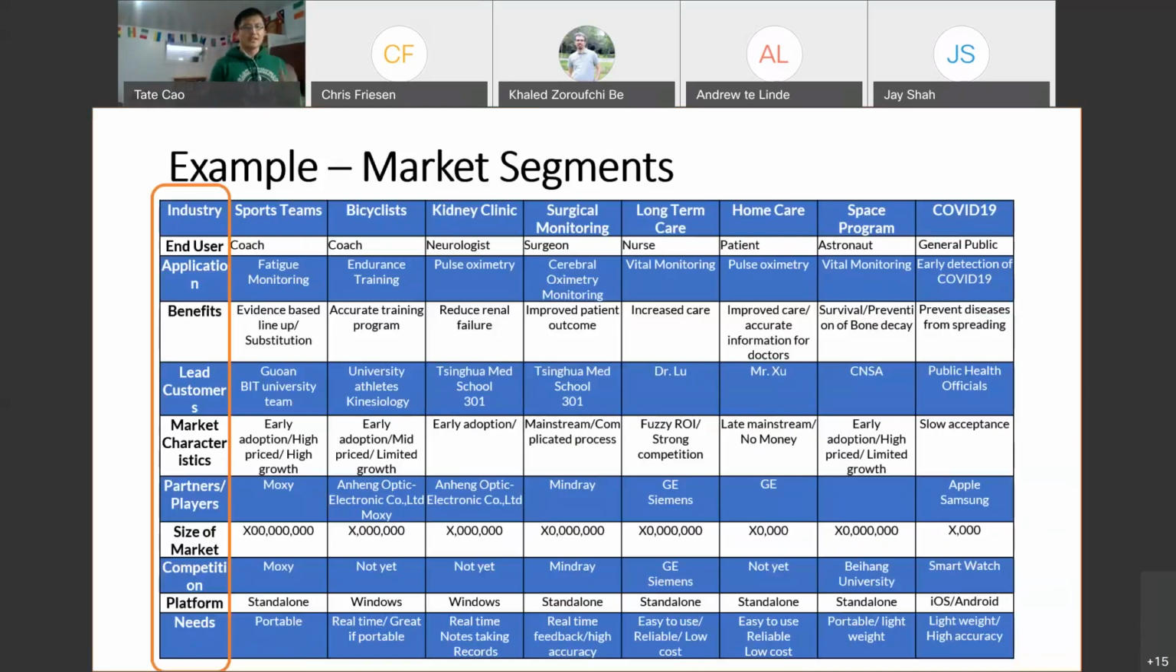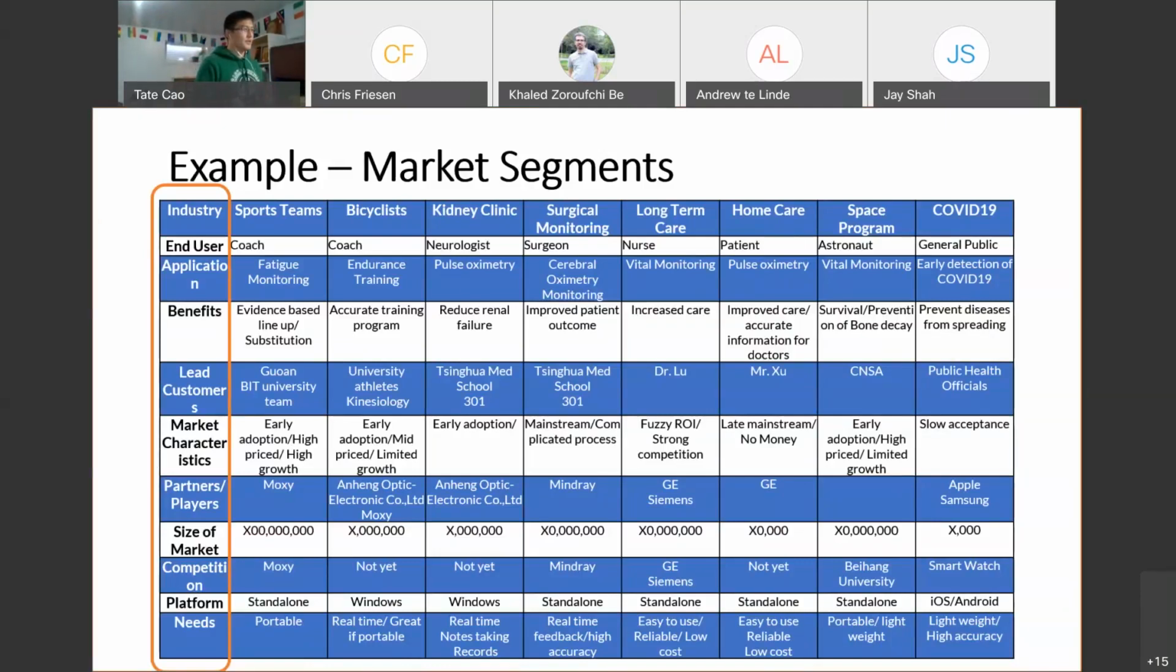Who are some of the lead customers? If they purchase and use your products, they can guarantee some good word of mouth, which gives you a good reputation. You don't want to only engage with small players. You want someone with some influence in the industry. If they adopt your product, everyone else will follow. What are the market characteristics? Who are the partners you can actually rely on to help you?